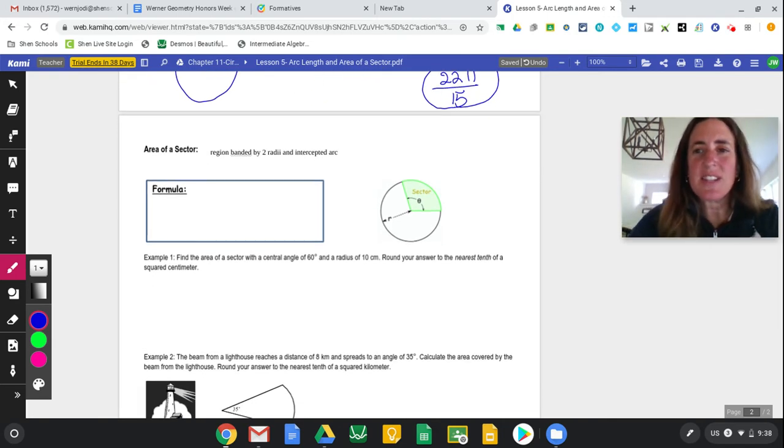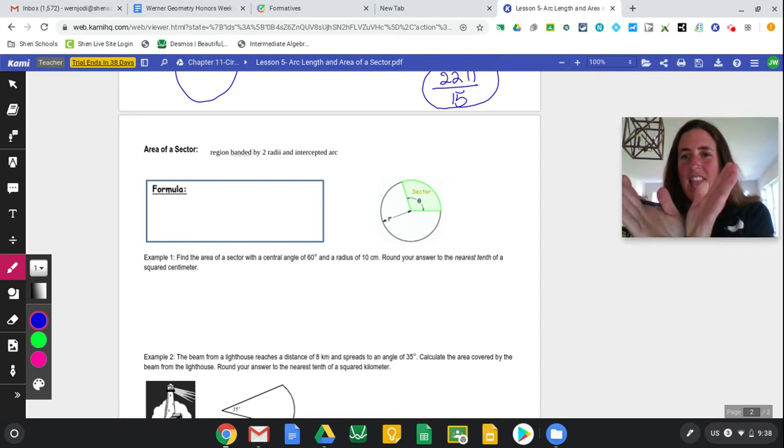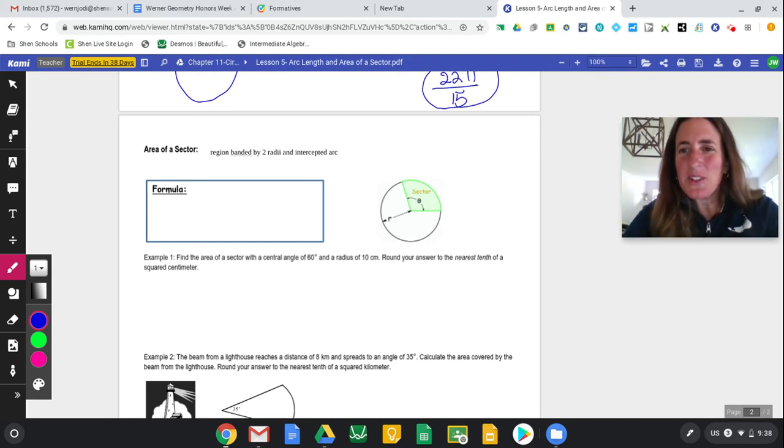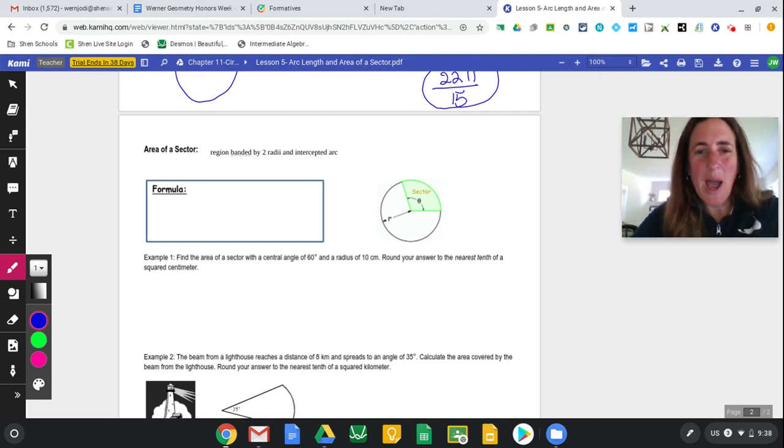The area of a sector is basically the region bounded by 2 radii and its intersected arc. It's like if you get a pizza, and you were trying to find the area of that slice of pizza. That's called a sector out of the piece of pie.